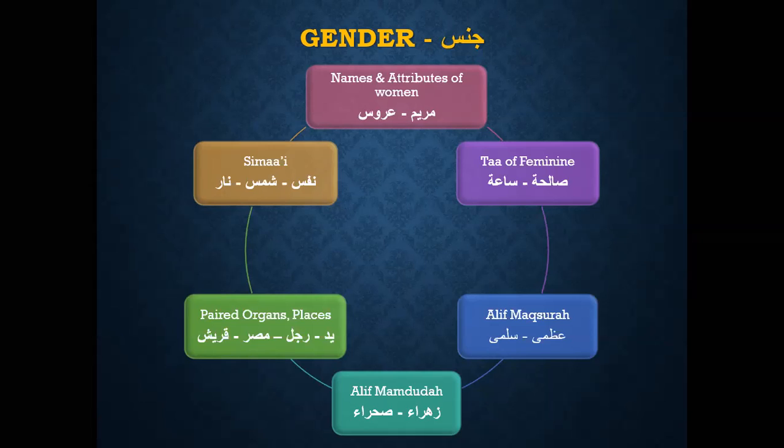So ta at the end, rounded ta, like salihah, salah, zakah, sa'a, sayyara. Or they have alif maqsura, shortened alif, uzma, kubra. Or they have alif mamduda, the elongated alif, zahra, sahra, khadra. And the body parts which are in pairs, like yadun, rijlun, or the name of country or tribes, Misr, Quraysh.